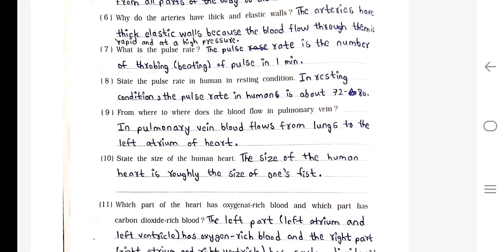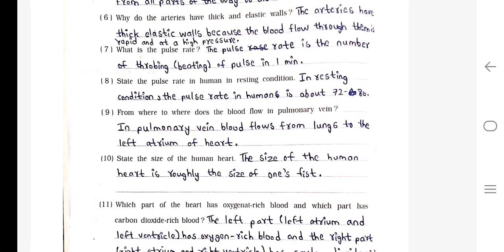Number 8. State the pulse rate in humans in resting condition. Answer. In resting condition, the pulse rate in humans is about 72 to 80. Number 9. From where to where does the blood flow in the pulmonary vein? Answer. In the pulmonary vein, blood flows from the lungs to the left atrium of the heart.